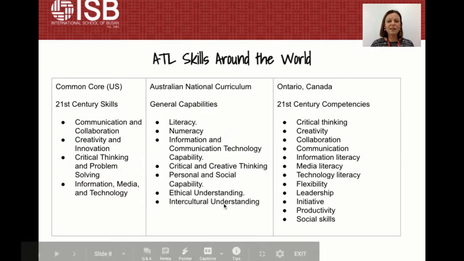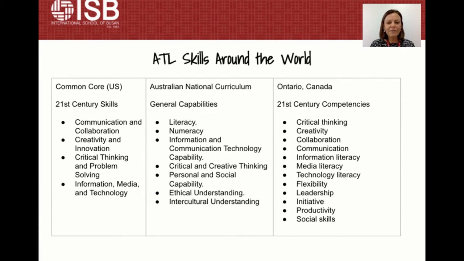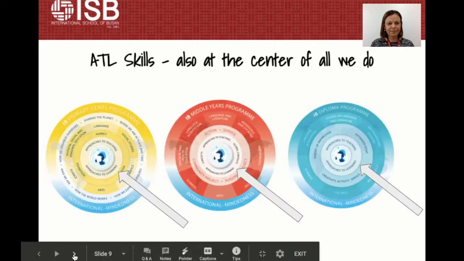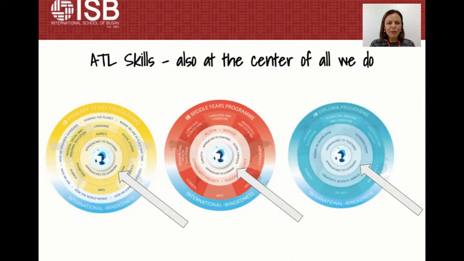So approaches to learning skills are not new. In fact, they're found in various curriculum models around the world. In the US, the Common Core calls these skills 21st century skills. In the Australian National Curriculum, they're called general capabilities. And in Canada, they're called 21st century competencies. So let's now look back at the program models, and we can see that approaches to learning skills are also at the centre of all we do, lying in a consistent position in all three models.